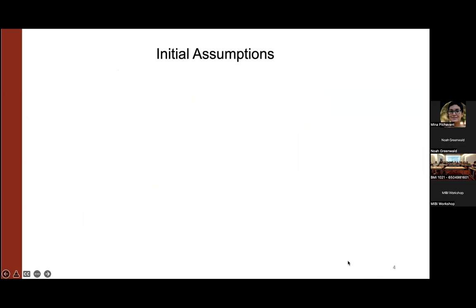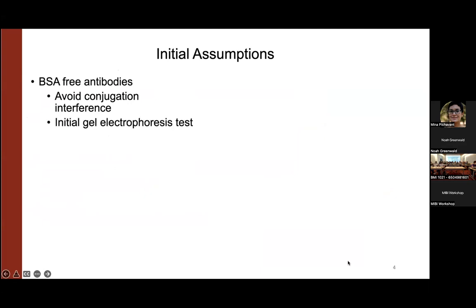There are a couple of initial assumptions, because there can be issues outside of what I might be talking about. There are a couple of things that Hadeesha talked about a little bit earlier, things that we do regularly with our antibodies when we order them to make sure that these things should be working. We want to make sure that we have PSA-free antibody in order to avoid conjugation interference, as Hadeesha was speaking about earlier.